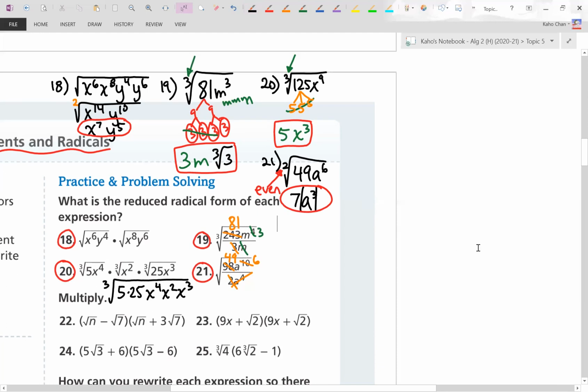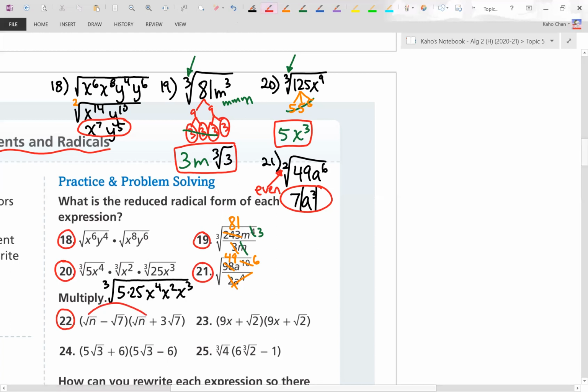Number 22 through 25 looks like a bunch of multiplication. I don't have a lot of room here. I will be doing FOIL for the first 3 of those. And the last one looks like a simple distributive property. So I'll be cranking through those here. Let's do 22 first. I'm going to do FOIL.